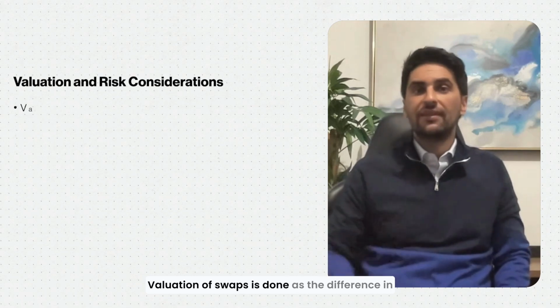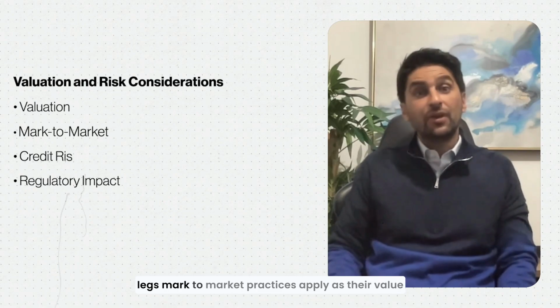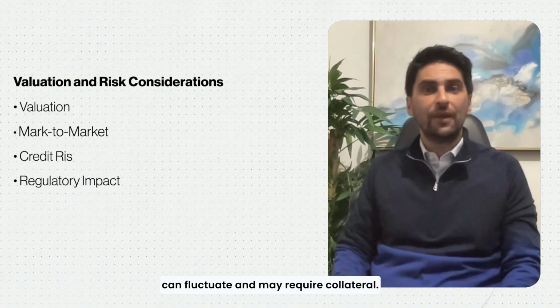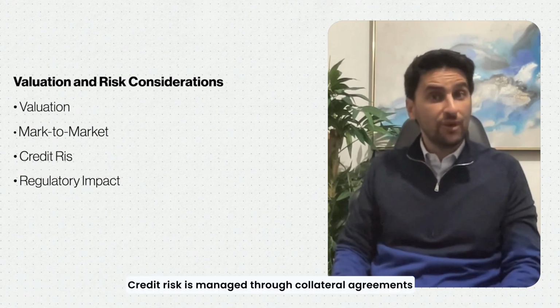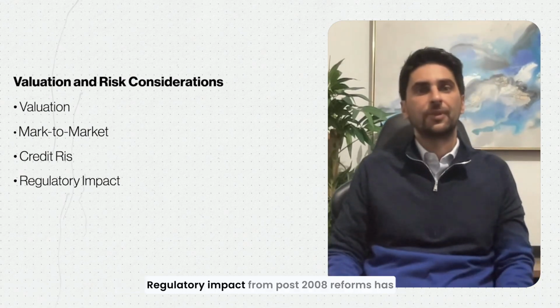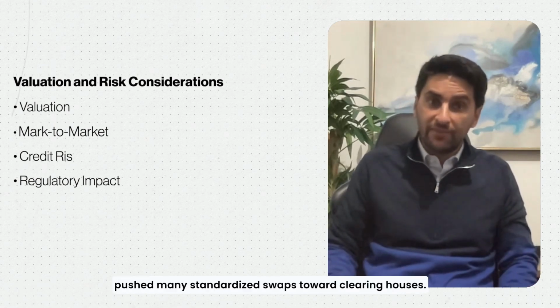Valuation of swaps is done as the difference in present value of future cash flows between the two legs. Mark-to-market practices apply, as their value can fluctuate and may require collateral. Credit risk is managed through collateral agreements and clearing mechanisms such as central counterparties. Regulatory impact from post-2008 reforms has pushed many standardized swaps toward clearinghouses.